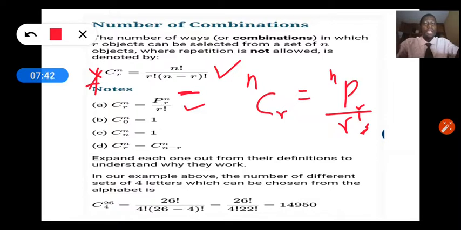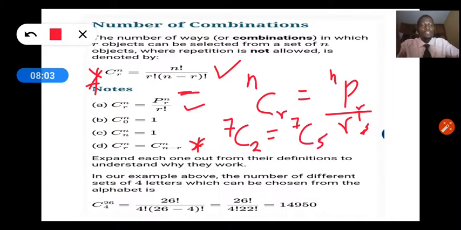Combination n combination 0 will give us 1. N combination n will give us 1. So when you have n combination r, it is the same thing as n combination n minus r. I want you to pay particular attention to this. What this is saying is, if I have 7 combination 2, it will always be the same thing as 7 combination 5. Look at it: n minus r, 7 minus 2, gave us this 5.